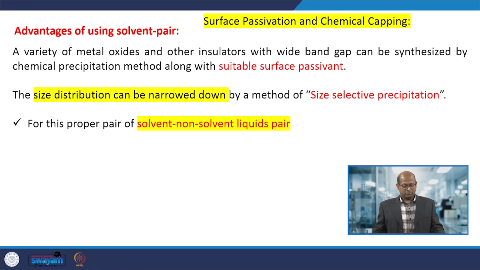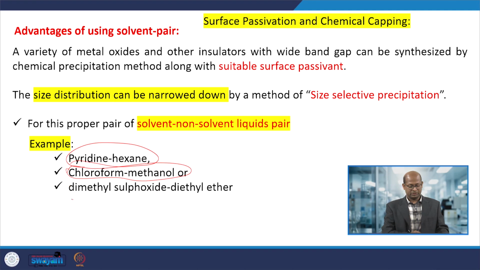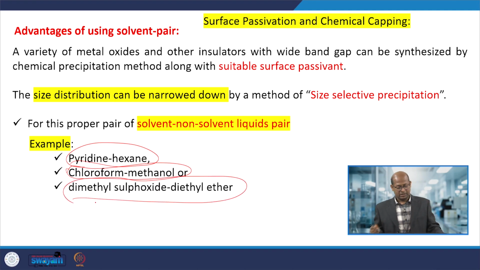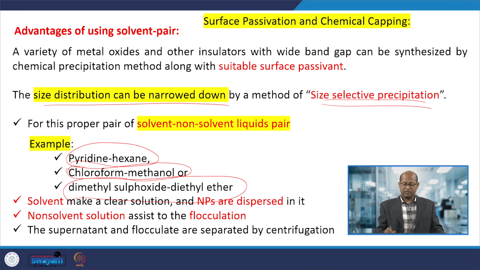Now, different solvents and different solvent pairs can also be used for the stabilization or formation of the nanoparticles. There are different solvent pairs: pyridine, hexanes, chloroform, methanol, dimethyl sulfoxide and diethyl ether. Different solvent pairs can be used to stabilize the nanoparticles in that particular solvent. The particular solvent is very important for selectivity, where the nanoparticles will be stored for a longer period of time.